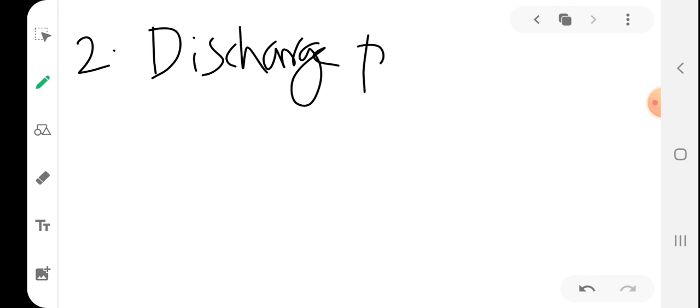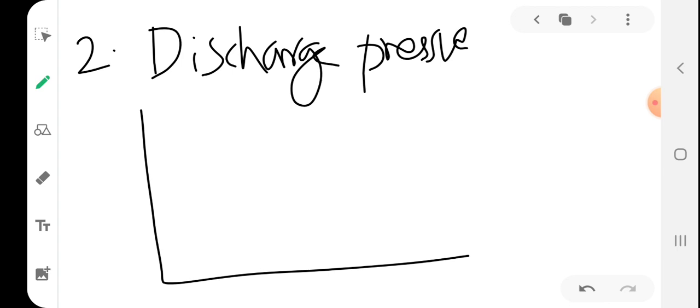Now the second factor: we will learn about the effect of discharge pressure. Discharge pressure, you can see here.